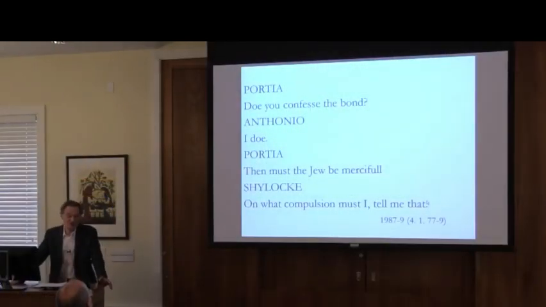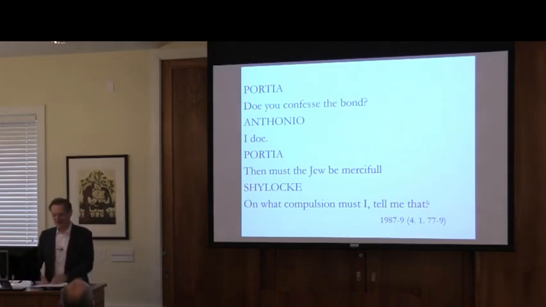Do you confess the bond? I do. Then must the Jew be merciful. All that can be said. And then Shylock, on what compulsion must I? Tell me that. Well, we know what Cicero advises at this point. He says, now, there's only one thing you can do. Loci communes. And she moves straight into one of the most famous speeches Shakespeare ever wrote, Portia's plea for mercy.